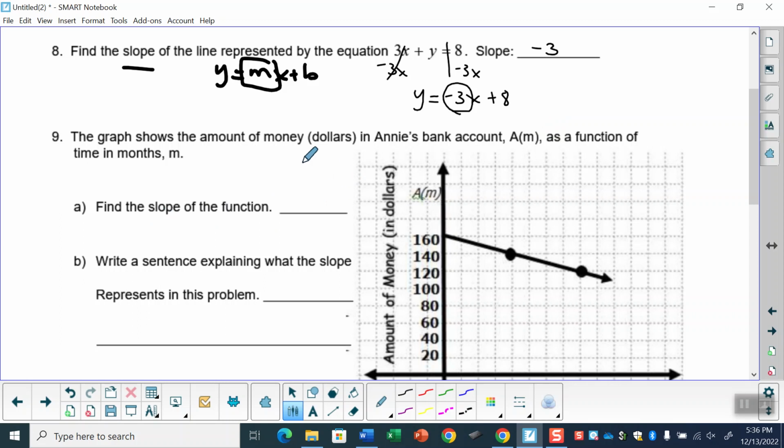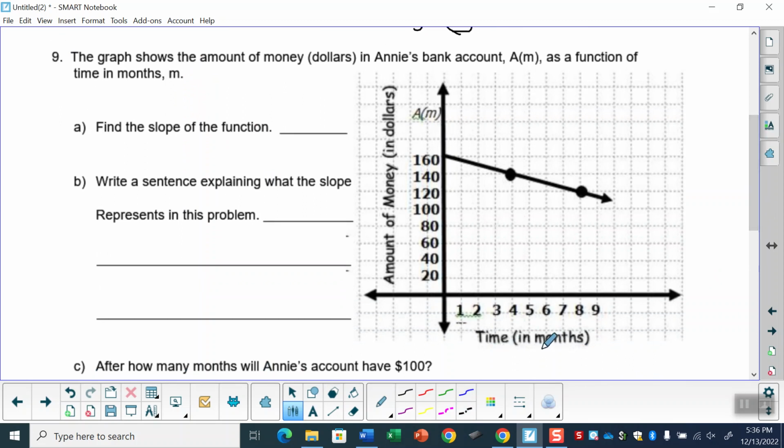Now here, I've got this function, A of m, where a month is going in. That's my independent variable, the months. And what comes out is the amount of money in Annie's bank account. So it says find the slope. That's going to be rise over run, right? So a lot of you put 1/4, actually negative, because you went down 1 and over 4.